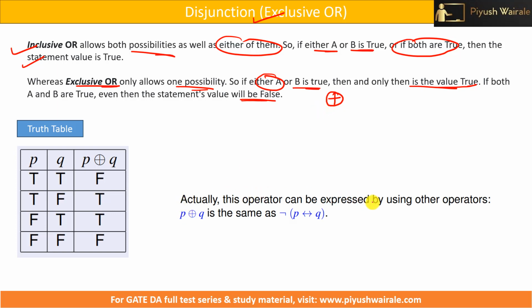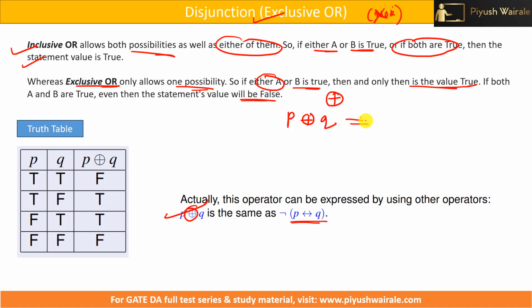So actually this operator can be expressed by using these specific symbols, right? And it is the same as the negation of P bidirectional implies Q. Okay, we'll discuss this, but as of now, just remember P inside the circle, that is the plus symbol, is basically exclusive OR, or we can say XOR also, right?